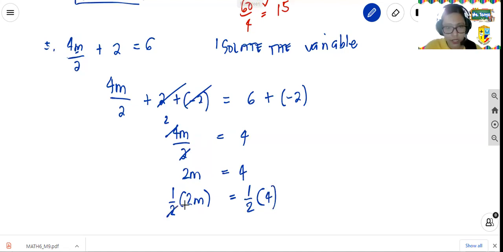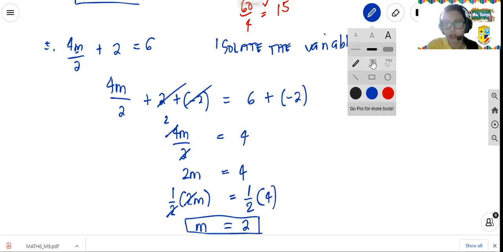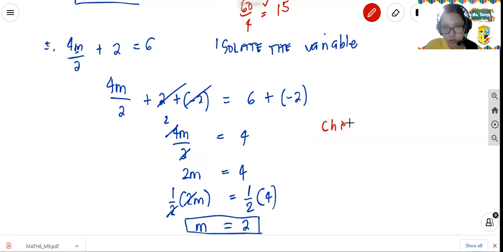And this one cancels. What we'll have is m here on the left side, and then 1/2 of 4 is 2. Then this is our value. Now let's check if that is true.